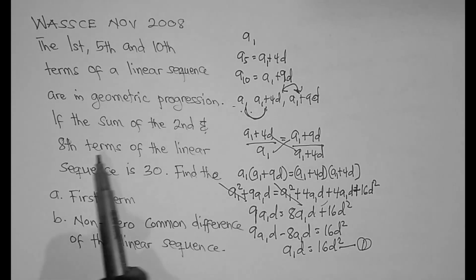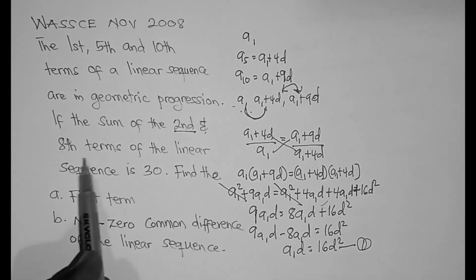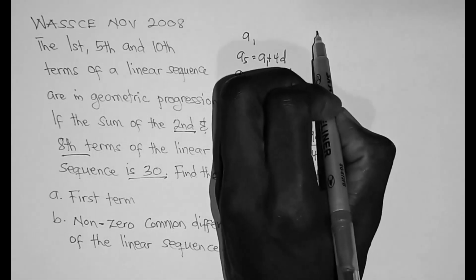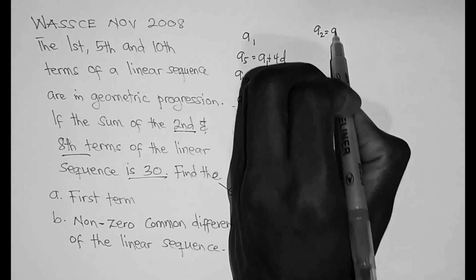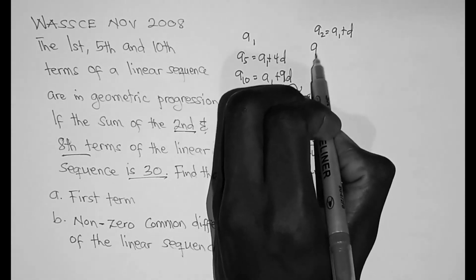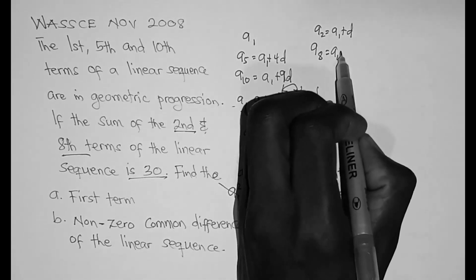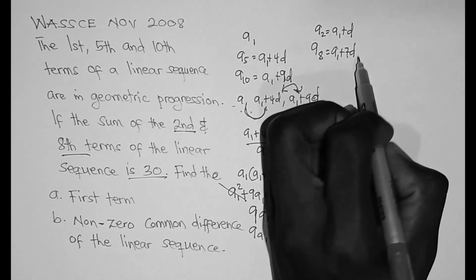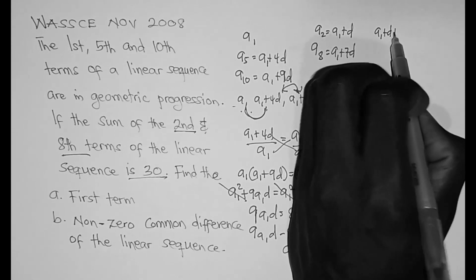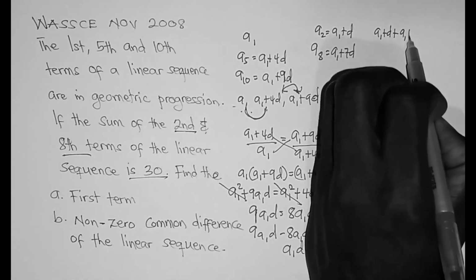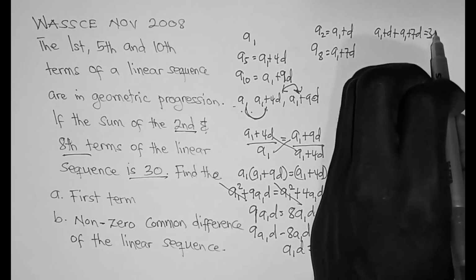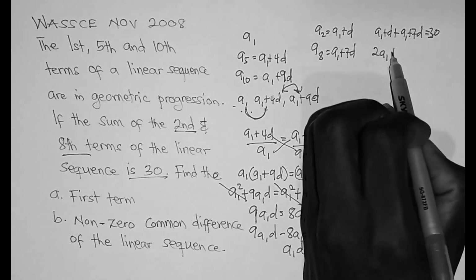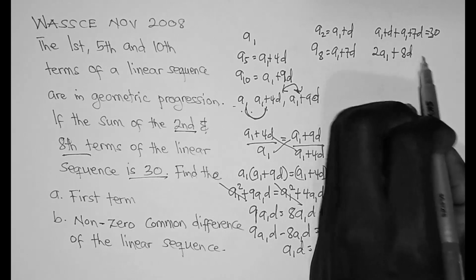However, the question also says that the sum of the second and eighth terms of the linear sequence is 30. So let's find A2. A2 is equal to A1 plus D. And then the eighth term, A8, is equal to A1 plus 7D. And it says that their sum is 30. It means that A1 plus D plus A1 plus 7D equals 30. So A1 plus A1 is 2A1, and 7D plus D is 8D equals 30.